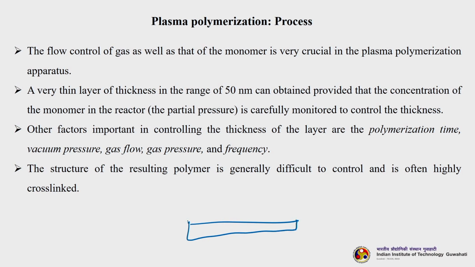This is what I was talking about. If this is not taken care of, what will happen? This is the porous support over which you have a thin layer deposition. Here the thickness is very less, here the thickness is more, here the thickness is different. It should not happen; it should be uniform. Other important factors in controlling the thickness are polymerization time, vacuum pressure, gas flow, gas pressure and frequency. You can see there are so many parameters which eventually decide the thickness of the layer. The structure of the resulting polymer is generally difficult to control and is often highly cross linked.